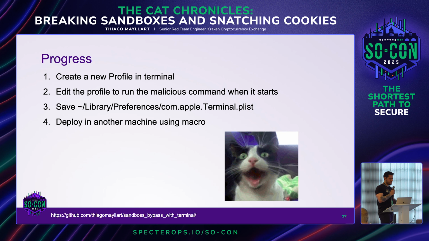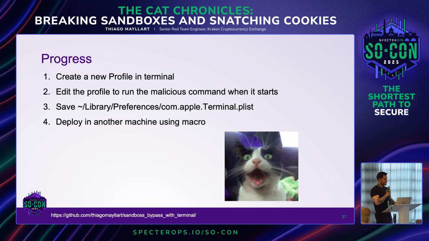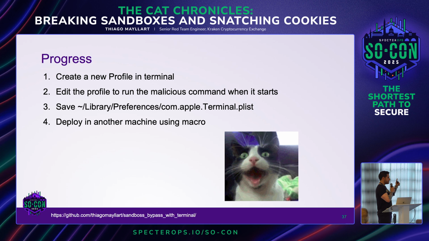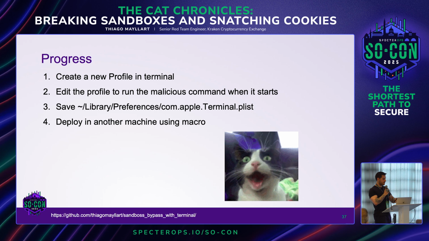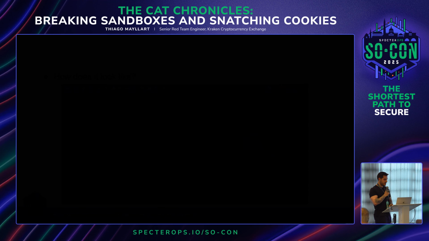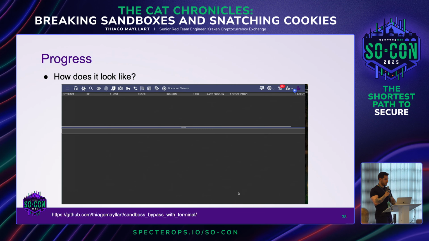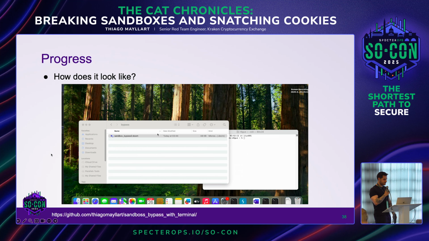So the trick is create your terminal profile, save that one, move to the other machine, or actually just have your macro download that, and then just replace your terminal plist. And now that's it. You have your sandbox bypass. So let's see how it actually works, in practical terms.